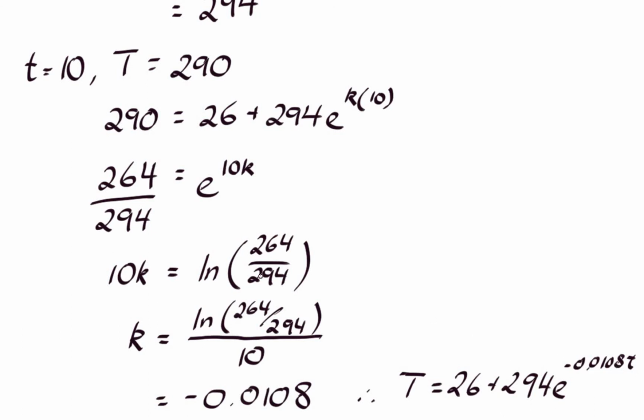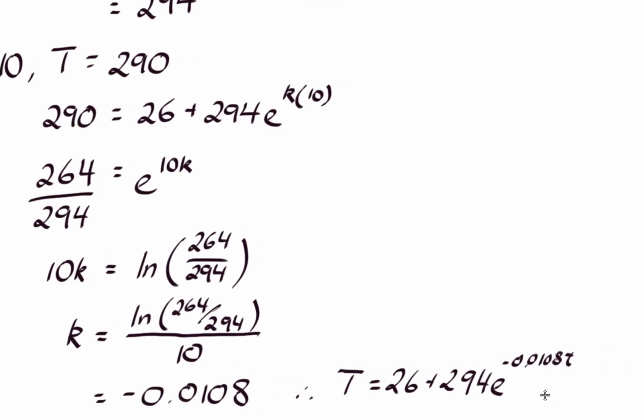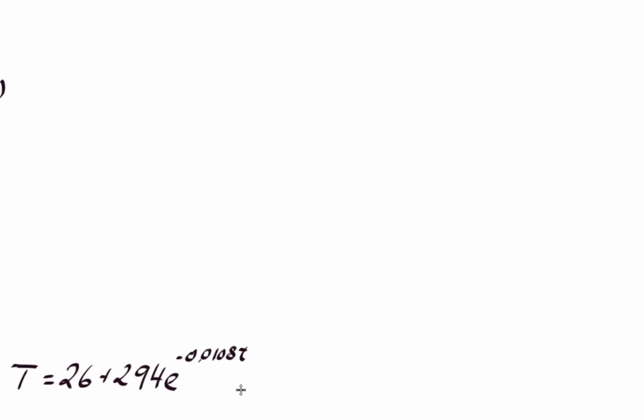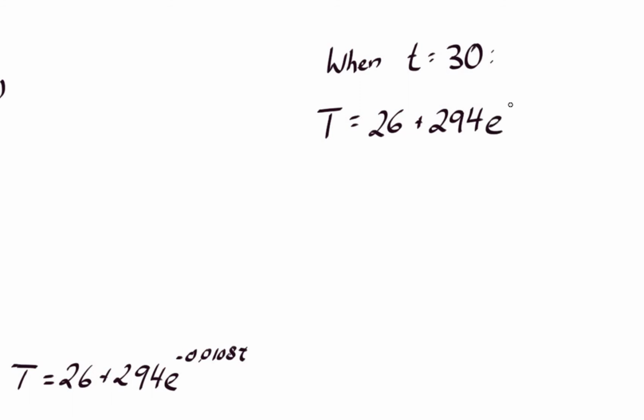Okay, what did the question ask us? The question actually wanted a temperature after 30 minutes. So let's substitute in time, little t, equals 30. So when t equals 30, our temperature will be 26 plus 294 times e to the power of our k value multiplied by 30.